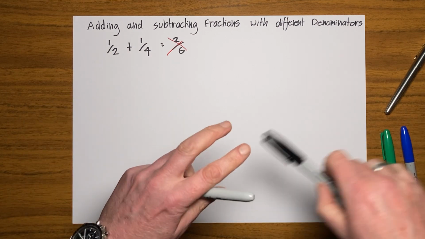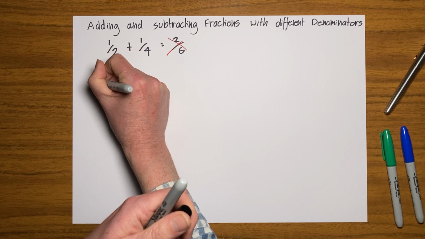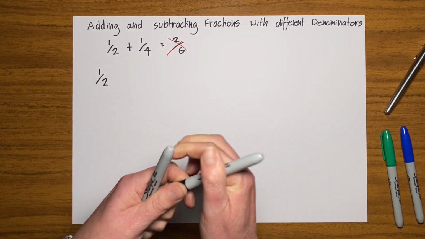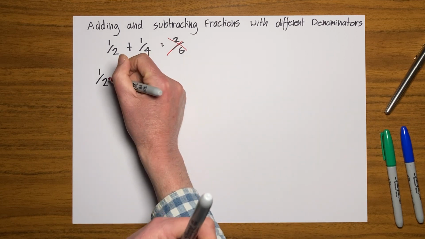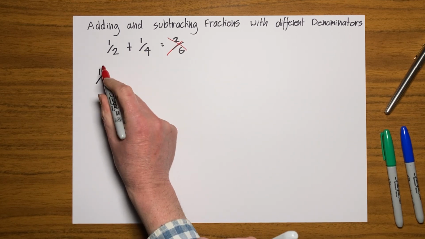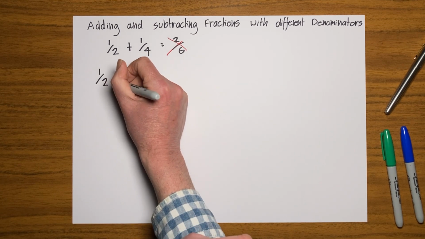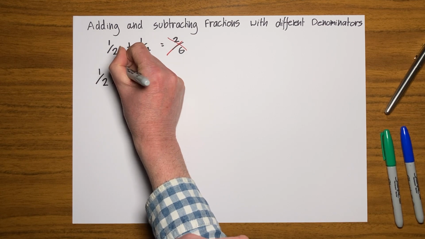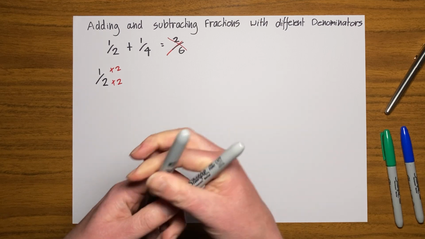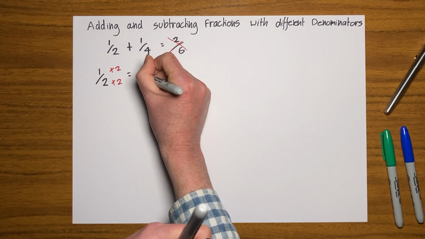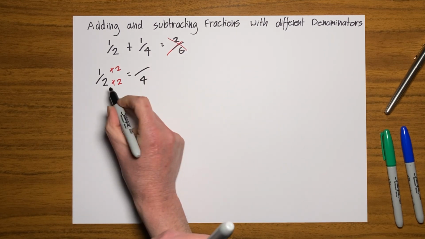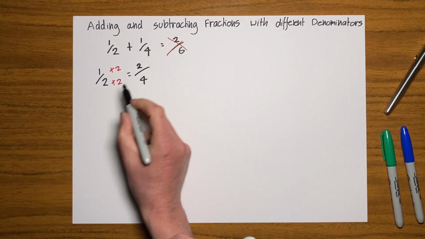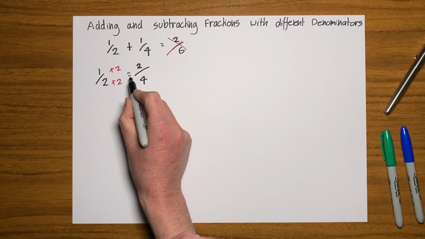So let's write a half here. And this is just going over equivalent fractions. So I've got a half. And remember, with equivalent fractions, the key thing is whatever I do to the bottom number, I must do to the top number, and vice versa. So 2 times 2 equals 4. And then I do the same to the top. 1 times 2 is 2. So 1/2 is the same as 2 quarters.